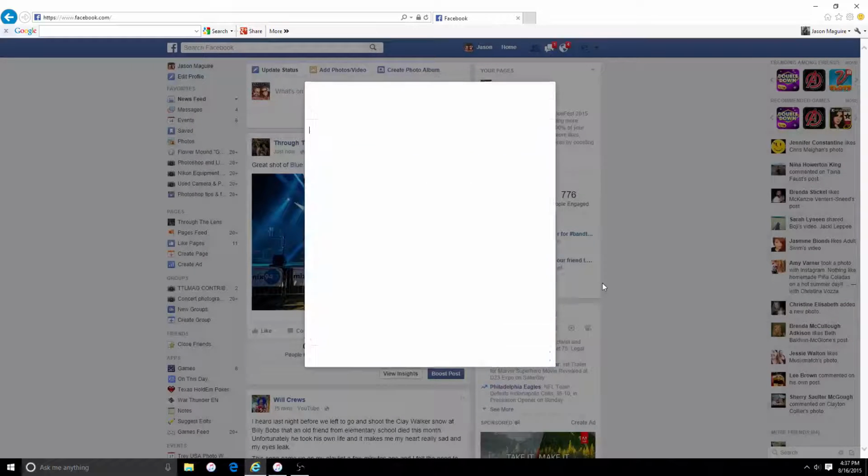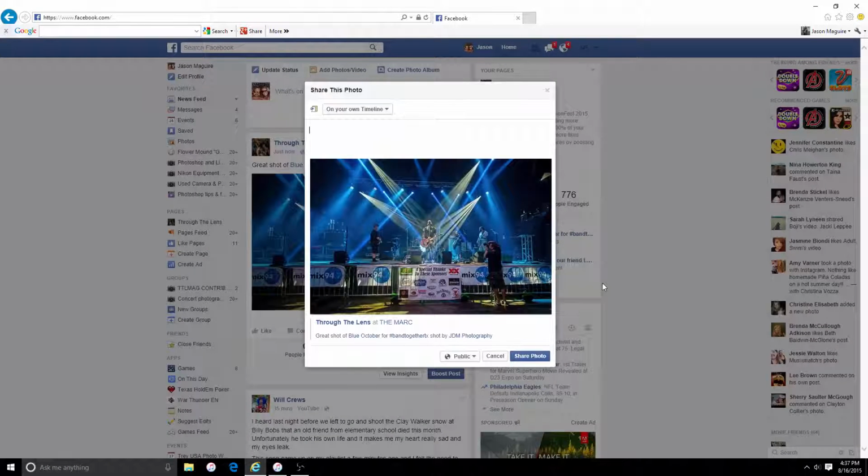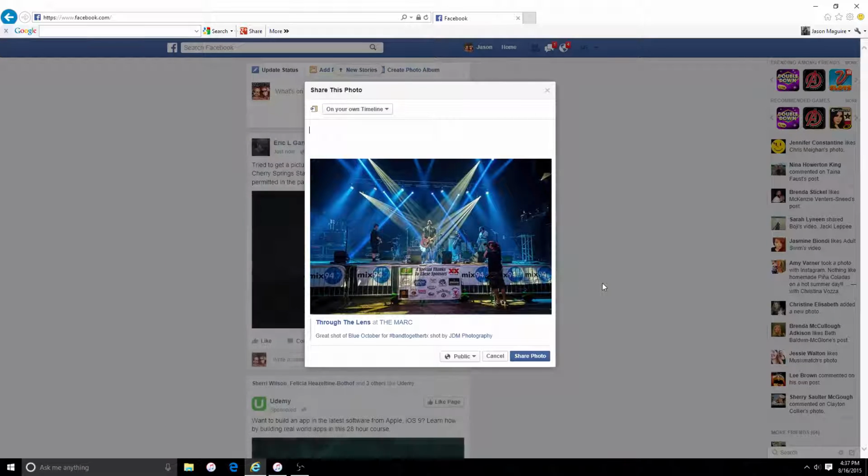But if you're shooting bands and you know that they have a fan base, you should be trying to get into their groups to share those pictures, if not just for yourself, but also for TTL, because again, it's just going to open up the opportunity to be seen by more people. So now I'm going to share this.